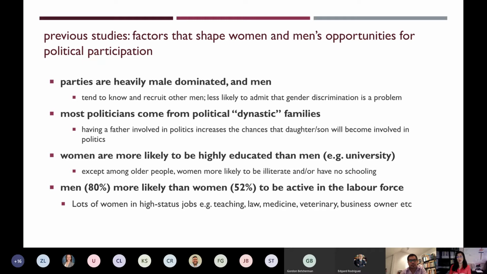And also we know that most of the politicians come from what we call political dynastic families. So having a father involved in politics increases the likelihood of either the son or daughter being involved in politics. What is unusual in Myanmar is that women are more likely to be highly educated than men in terms of university degrees. A lot of them have a tertiary education. However, of course, with the older generation, women are more likely to be illiterate or have no schooling.